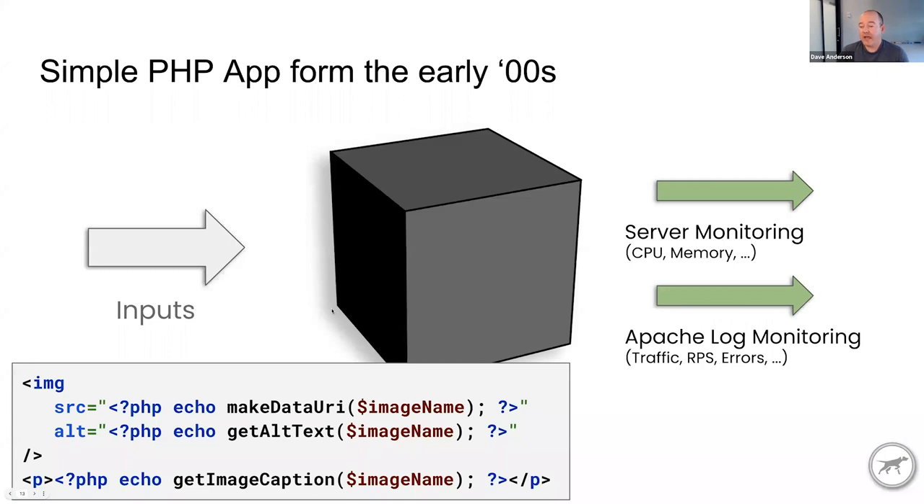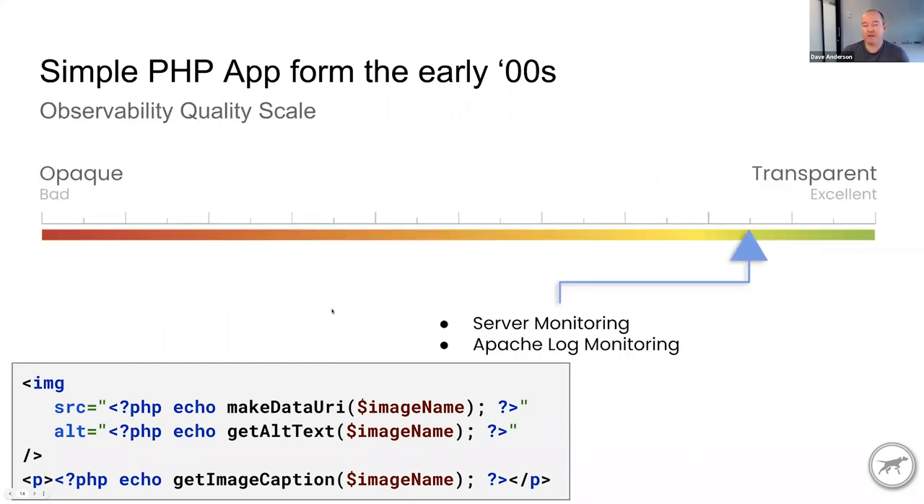If you had things like server monitoring of the CPU and memory of the host where your application was running, and then maybe added the Apache server application logs to see the amount of traffic, the requests per second, and the number of errors, you're actually doing pretty well for this simple PHP app. Your observability quality scale might be toward the higher end for something this simple.